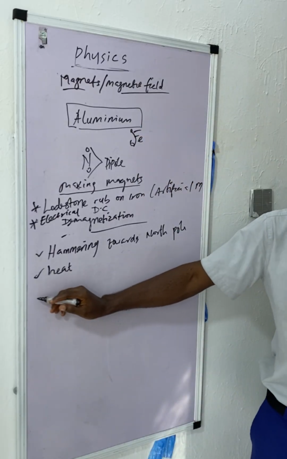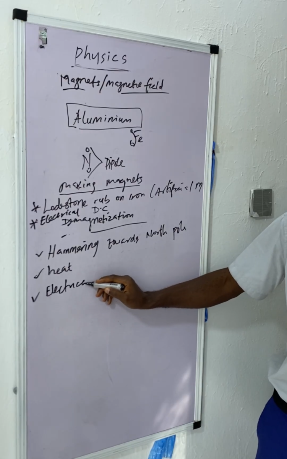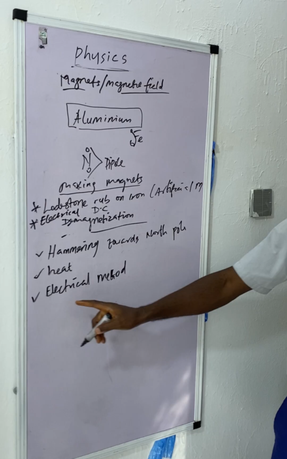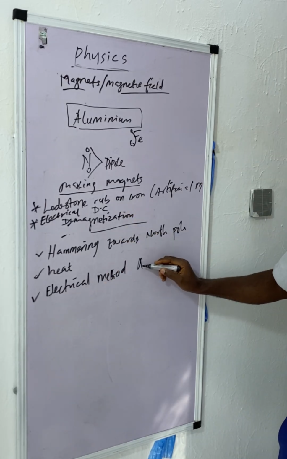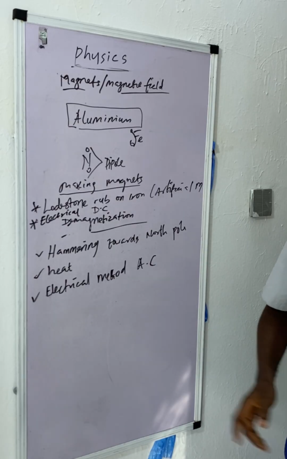If you want to experiment it, experiment that at home. Then the third one is what? Electrical method. You can see that you can use electrical method both to make and break magnets. So the difference is that here we'll now use alternating current. All right. Alternating current to demagnetize it.